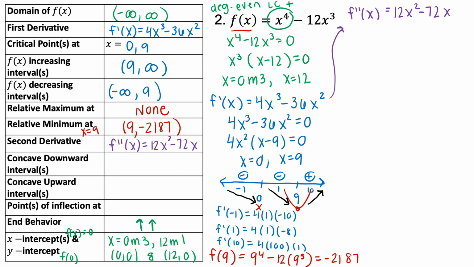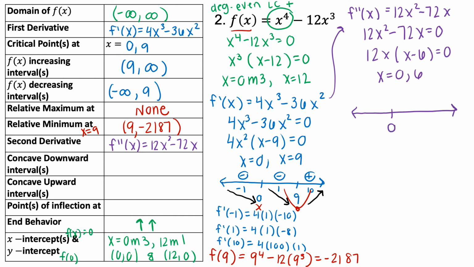From here, we want to locate our intervals of concavity. So let's start by setting this equal to 0: 12x squared minus 72x equals 0. Taking out that 12x, we're left with x minus 6 equals 0. And we find those zeros to be at 0 and 6.